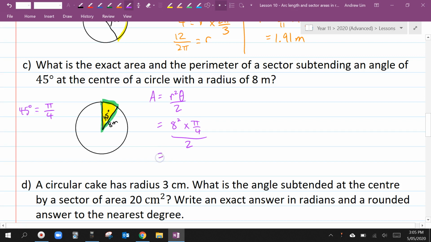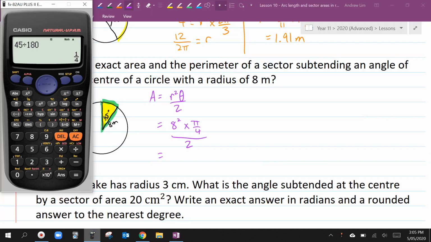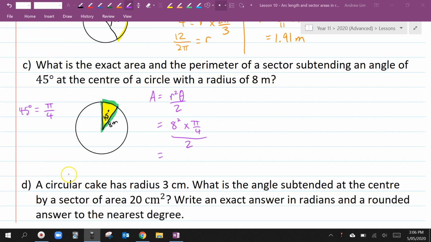So the question says exact, so I'm not going to put pi in my calculator. I've got 8 squared divided by 4, and then I'm going to divide my answer by 2, which is 8. So 8 pi square meters. Okay, so in my calculator, I just did 8 squared times 1/4, okay, because that's 1 pi over 4, and then I divided it by 2. But I still have this pi I need to put in my answer to keep it exact. So it's 8 pi square meters.